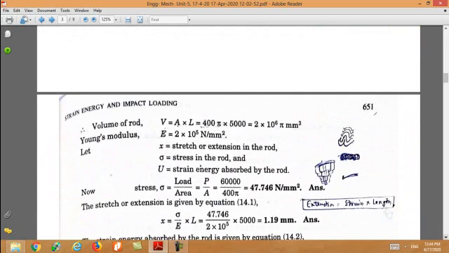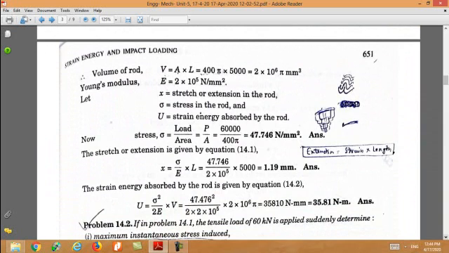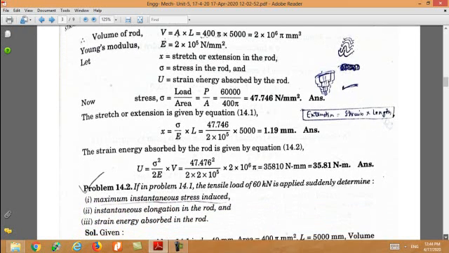Okay. So calculate the volume, modulus of elasticity is given, extension in the rod, sigma is the stress, U is the strain energy. First calculate the stress, P by A, because it is a gradually applied load. If it is sudden, then it will be 2P by A. These types of equations you have already seen in previous questions. So stress you can calculate, and strain energy you can also calculate by using the formula. It is a very simple question.